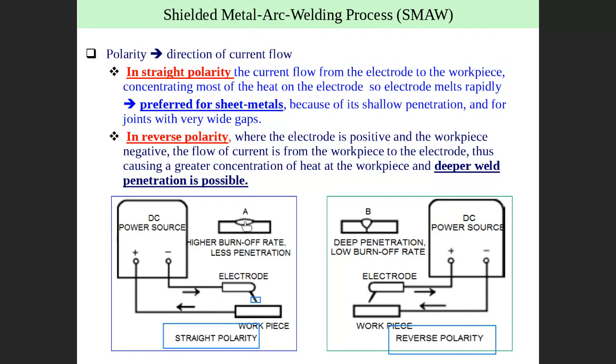Shallow and wide. Mubarak, just give me a minute and ask me, no problem. Then temperature will be very high here. melting big amount, and then the weld will be shallow and wide.